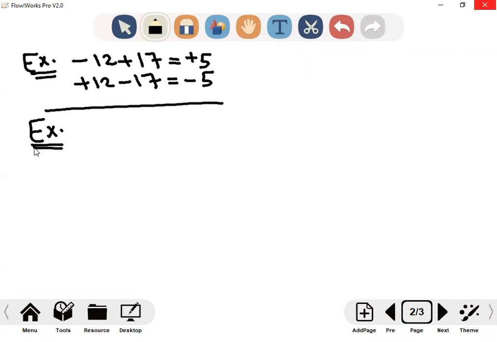Same sign, add, put the same sign. Different signs, subtract, put the bigger sign. It's easy, nothing to it. Another example, you do it. For example, -1 plus 9.